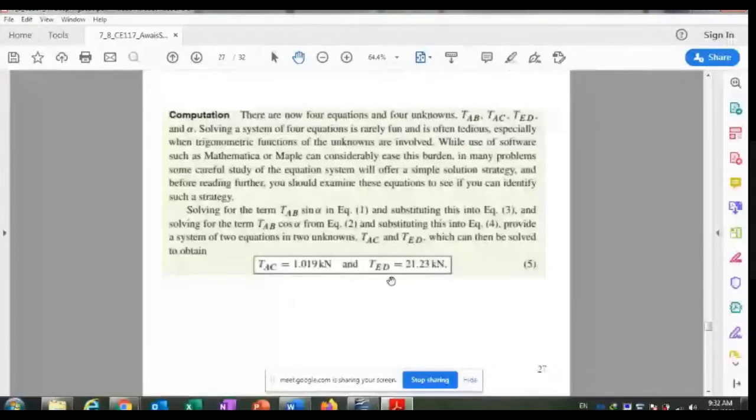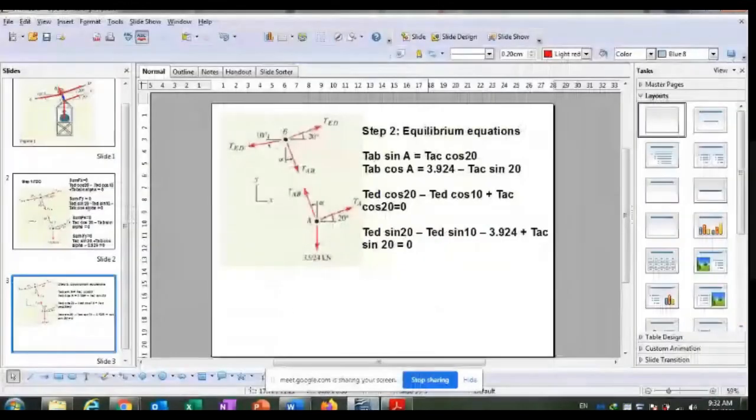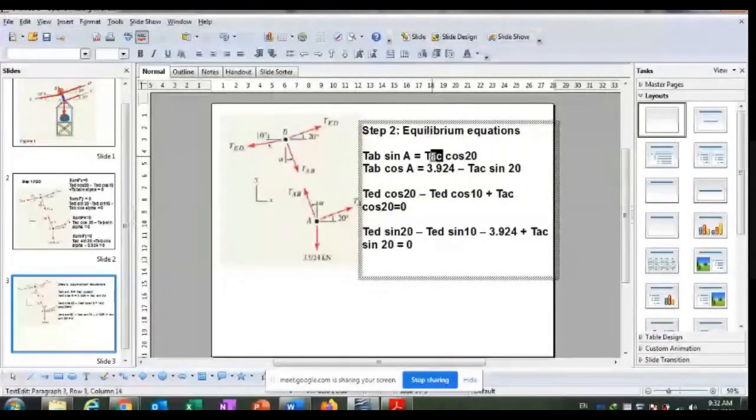If you solve them simultaneously, TED comes out to be 21.23 kilonewton and TAC comes out to be 1.019 kilonewton. Once these values are known to you, you can easily find out TAB and alpha. TED and TAC are known to us now. Put the value of TAC in this equation and find the value of TAB sine alpha. Put the value of TAC in this particular equation and find the value of TAB cos alpha.